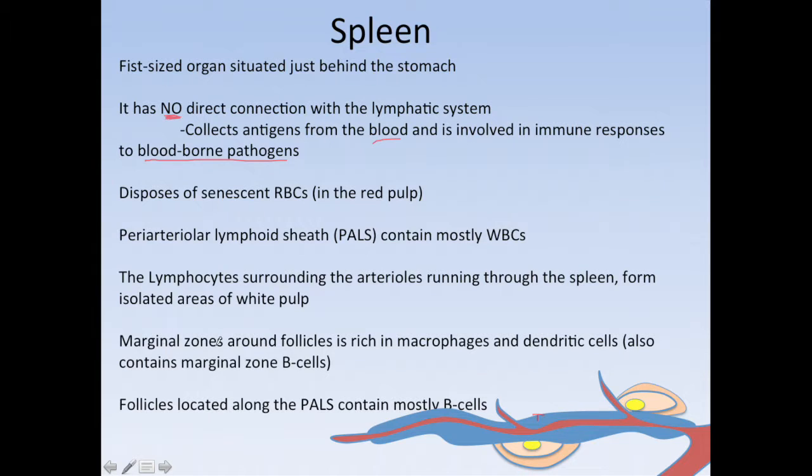We also have something called marginal zones around the follicles. So these would be the follicles, and you've got marginal zones here. The marginal zone is rich in macrophages and dendritic cells, and they also contain marginal zone B cells. I'll tell you about that too. Those B cells are right here, and down here are macrophages and dendritic cells. Let's put M and D. And the follicles located along the PALS contain mostly B cells. So this is right here. These follicles contain mostly B cells.